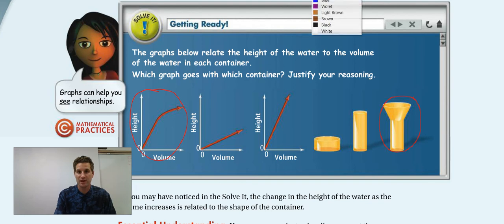Next, let's do a different color. This volume and height goes up increasingly, but it is a smaller and fatter one. And this one goes up in height quickly with volume, and we get this one. Alright, let's go ahead and get into some examples.